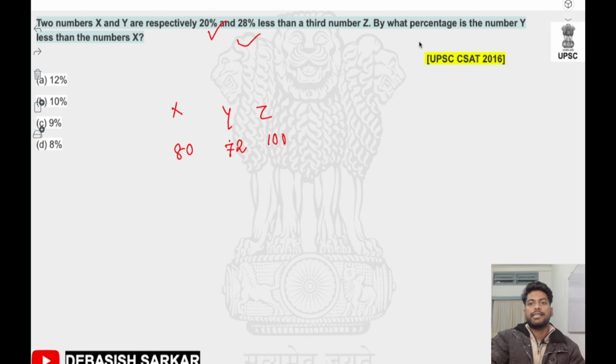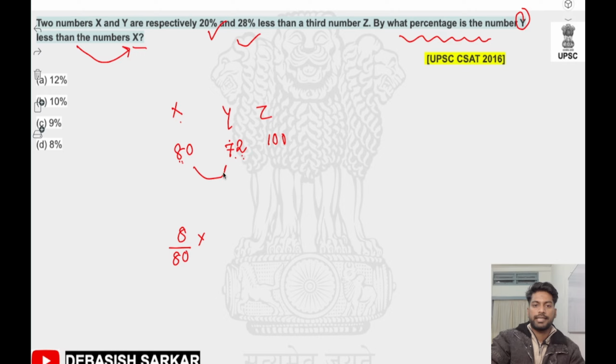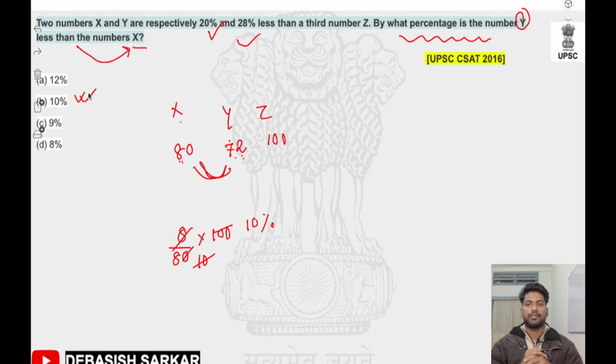चलो, now they are saying by what percentage is the number y less than x, then comparing from x, so x will be as a denominator, and how much less? 72 and 80, 8 less. कितना कम है रे? 8 कम है ना, into 100, so it's 10 times and 10 times, so it's 10%. ठीक है ना? चलो, next question.